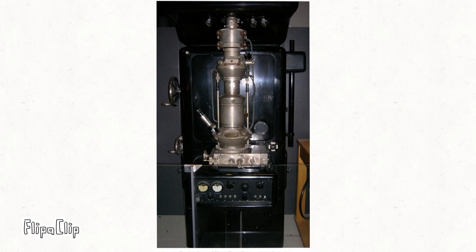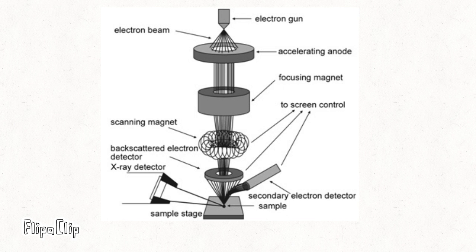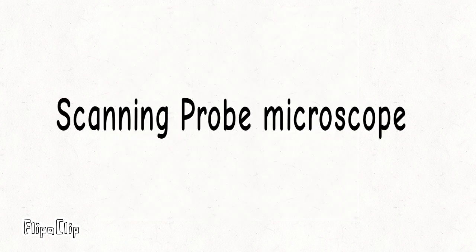In 1931, Ernst Ruska and Max Knoll invented the first ever working electron microscope. Unlike light microscope, it uses electron beam instead of light to magnify an object, and the image is generated by computers. In the 1980s, a new way of seeing was invented, the scanning probe microscope.